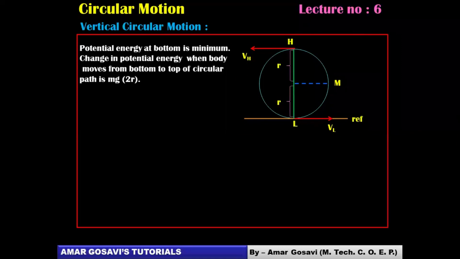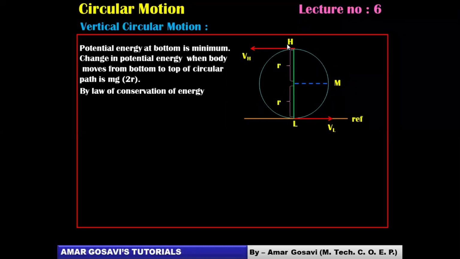Now we are interested in finding out the velocity at the bottom, so we are using law of conservation of energy. Whatever was the energy at the highest point, the same energy will remain conserved at the lowest point, but there will be some changes in kinetic and potential energies. So we are going to make use of law of conservation of energy to derive the equation for velocity at the bottom of the vertical circle. At the top, we have already derived that vH is equal to root rg, if you remember the previous slide.